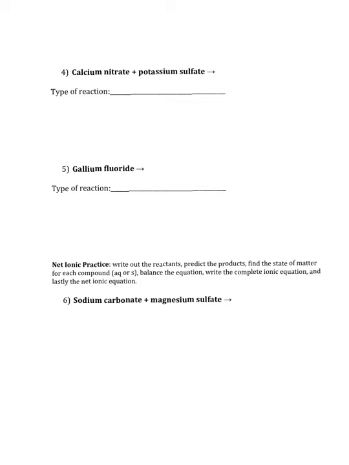For question number 4, you guys can see that you have calcium nitrate, which is a compound, and then you're adding it to potassium sulfate, which is another compound. So anytime you're adding together two different compounds, that is always going to be a double replacement reaction.